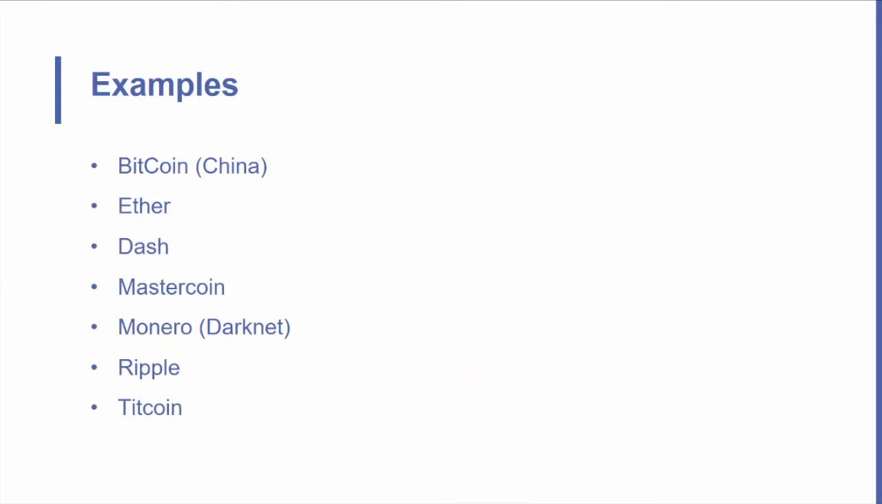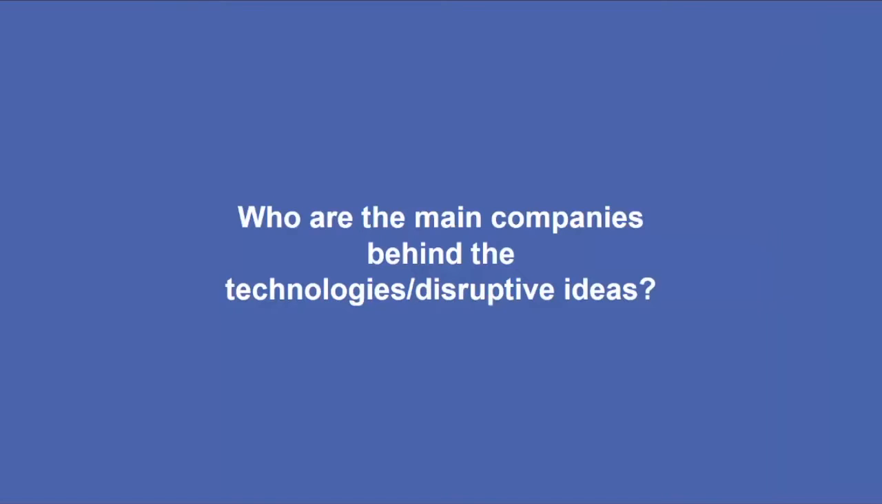Examples for the various cryptocurrencies that are out there, and there are currently at least 40, 45 that are noteworthy, and then there's an infinite amount of others that have probably just been created, like my example around the Flowcoin. Now, we have the Bitcoin, which is now predominantly residing in China. We have the Ether, we have the Dash, we have Mastercoins, we have Monero, which is in the darknet. We have something that's also used for settling, which is Ripple. And we have Titcoin, and I have no idea where this name comes from, but you can probably guess.